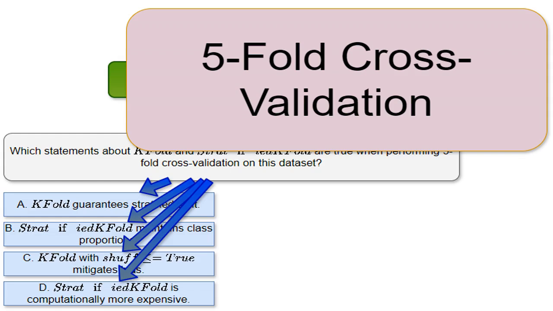I plan to split the data into 5 groups, folds, for cross-validation. This means I'll train my model on 4 folds and test on 1. Repeating this 5 times, each time with a different fold as the test set.